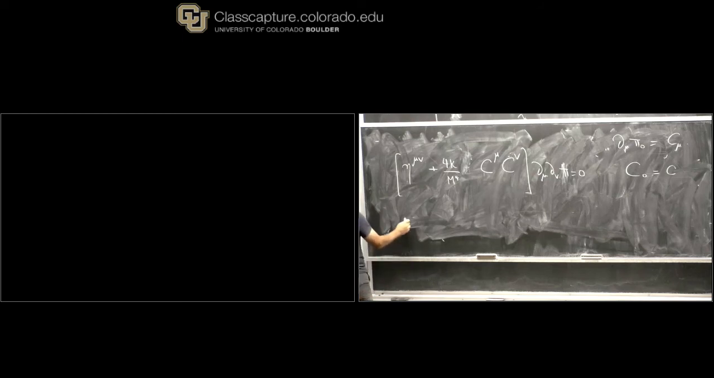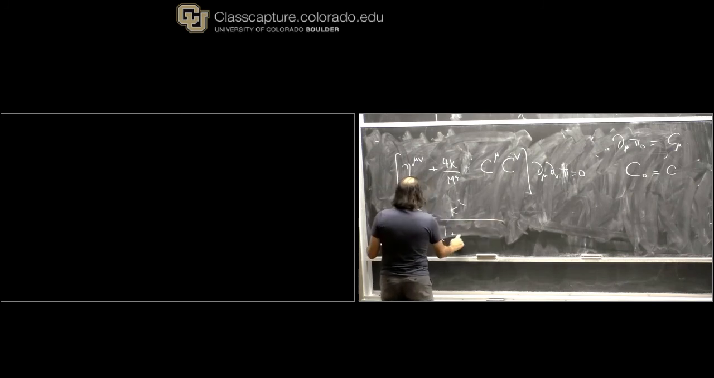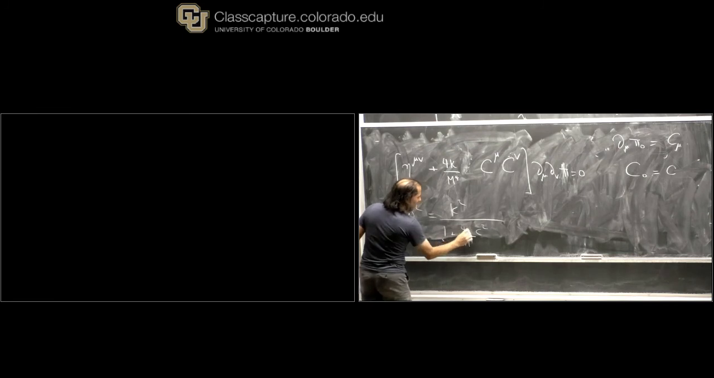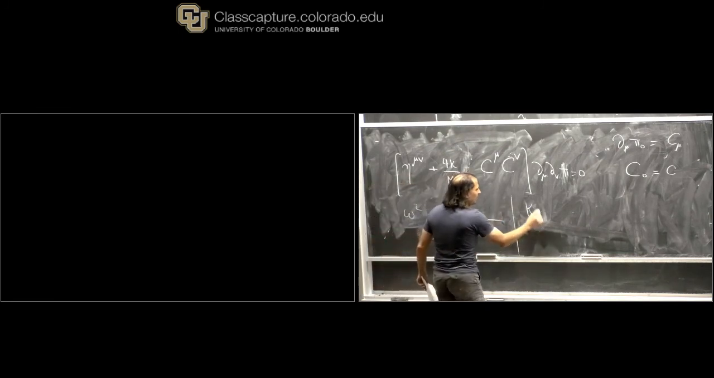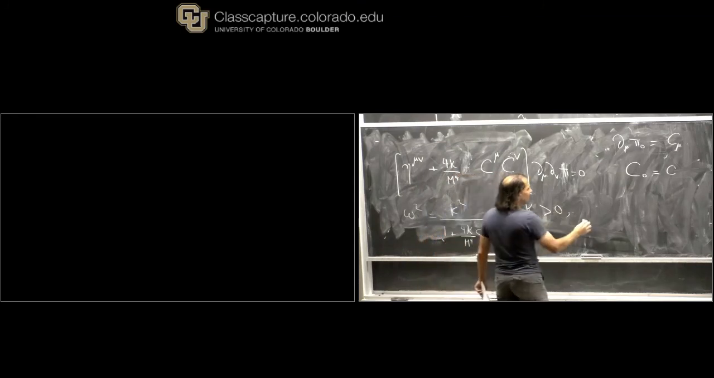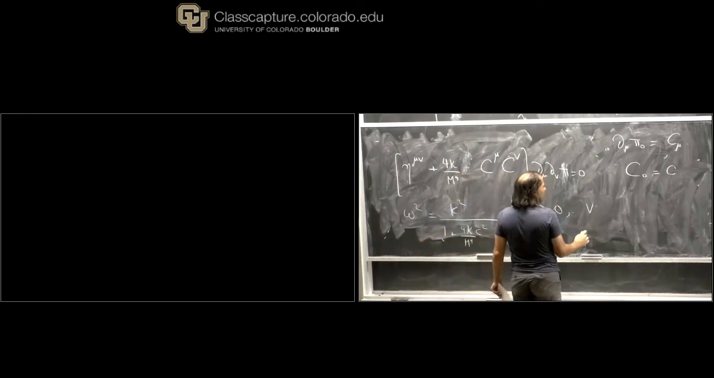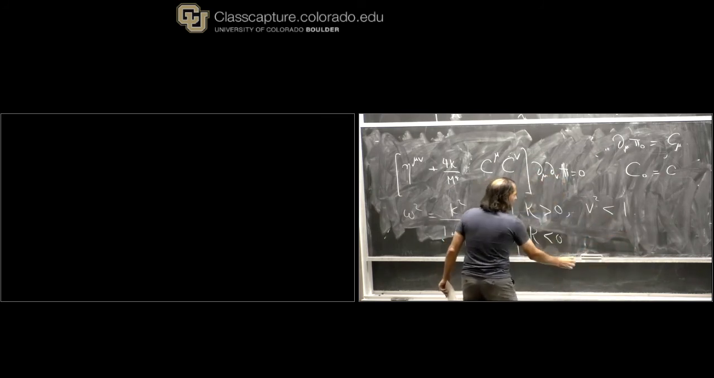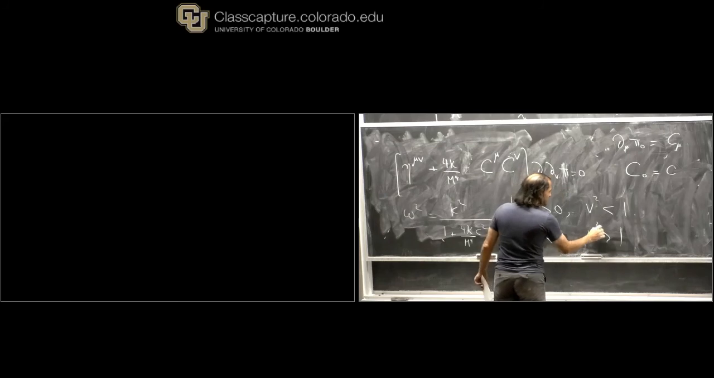And so I find the dispersion relation that omega squared is equal to k squared over 1 plus 4 kappa over m to the fourth c squared. Bad notation, I'm sorry, kappa. So you see, if this coupling constant is positive, then the speed of propagation is smaller than the speed of light. But if the coupling is negative, then the speed of propagation is bigger than the speed of light.